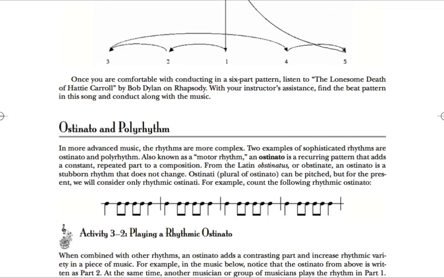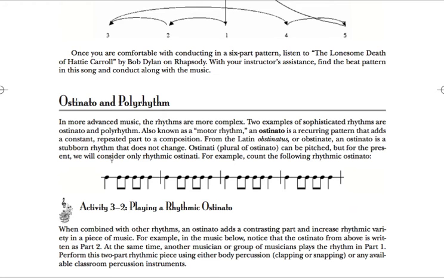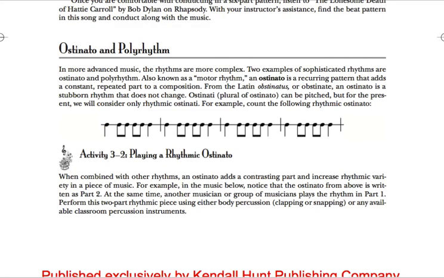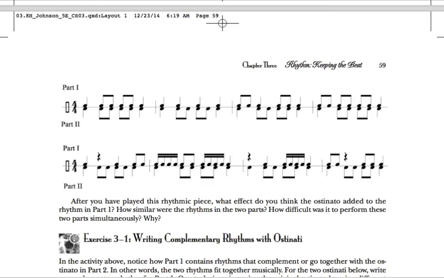So we have ostinato, and these ostinato patterns are repeated rhythmic patterns, from the Latin obstinate, a recurring pattern. And you can see this ostinato pattern simply repeats, and if we were to count it as 1, 2, and 3, and 4, 1, 2, and 3, and 4, and so on. We can play these rhythmic ostinatos, and in this example we can see that the bottom part is the ostinato, and the top part is changing. So part 1 has a changing rhythm, but part 2 has a constant or repeated ostinato pattern.